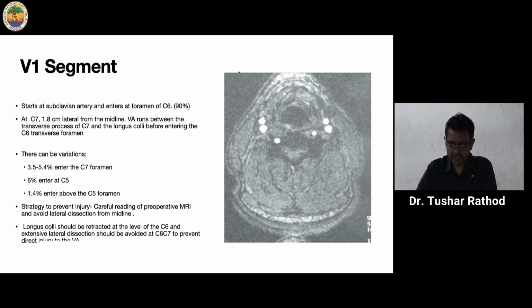The first segment starts at the origin from the subclavian artery and enters the C6 foramen in 90% of patients, and in 10% it may not be the C6 foramen. The vertebral artery may enter the C5 foramen, which is the commonest variant, and the second is C7. What does that have to do with us? Whenever we are doing a cervical corpectomy, please understand that if the vertebral artery enters the C5 foramen, it means your vertebral artery is anterior to the body or the transverse process. If you venture out laterally and go on dissecting, this artery may get injured. So it's very important to stay sub-longus colli and not go over the longus colli, because there may be a vertebral artery lying there. It's very important to analyze your imaging before you do a dissection.